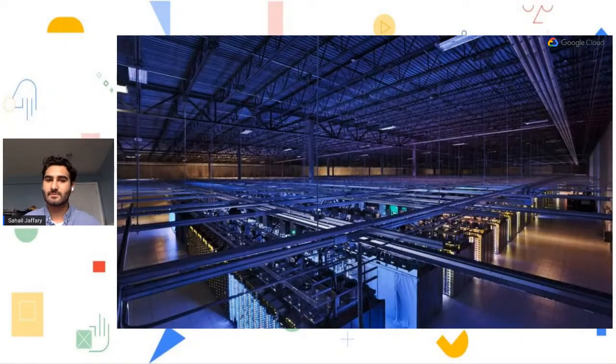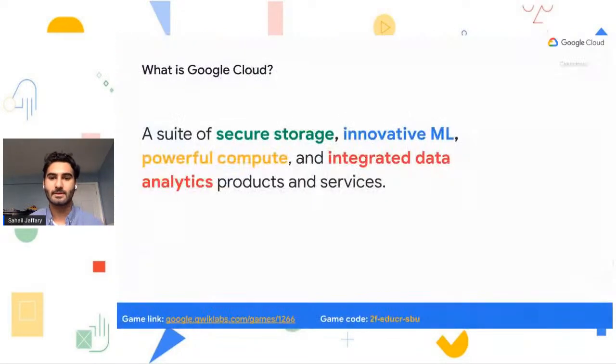Does anyone want to guess what this photo is of? So this photo right here is a picture of one of Google's many data centers, which house the computing, storage, and networking resources that power Google's own products and services. This specific data center is in Council Bluffs, Iowa. And when you use Google Cloud Platform, you're essentially using a small slice of one of these data centers to help power your applications as a developer. So that's super cool. You get to use what Google themselves are using, essentially. So what is Google Cloud? Google Cloud is a suite of secure storage, innovative ML, powerful compute, and integrated data analytics products and services.